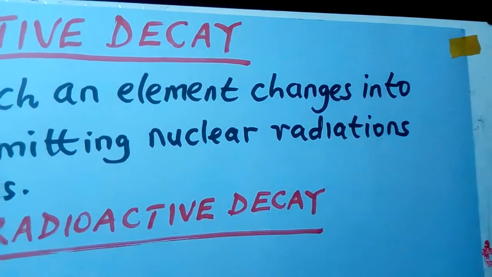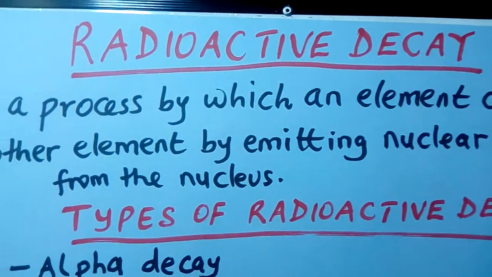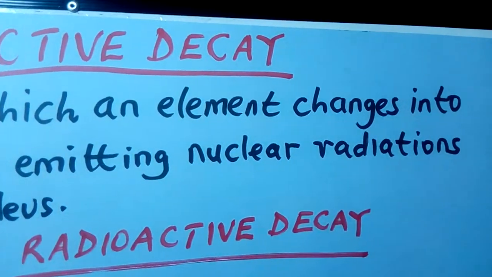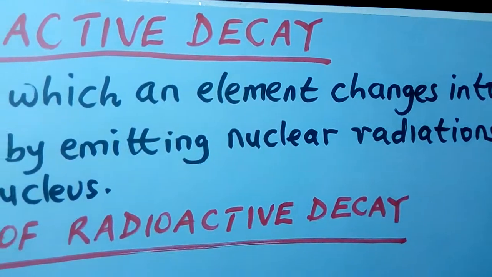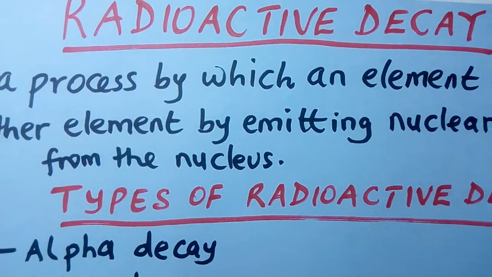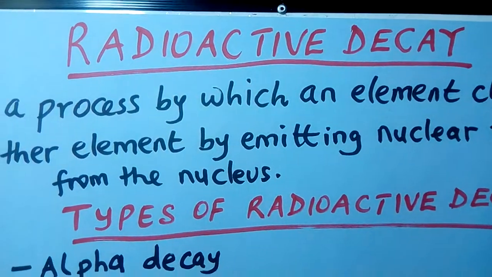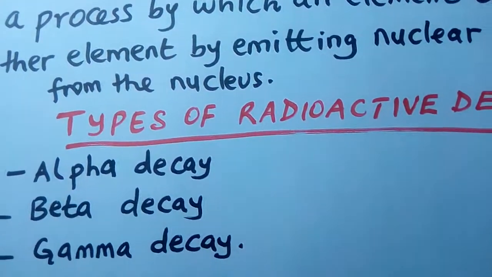But there are those which produce all of them. So a process where an element changes into another element by emitting nuclear radiations from the nucleus is called radioactive decay. There are three types of the radioactive decay.